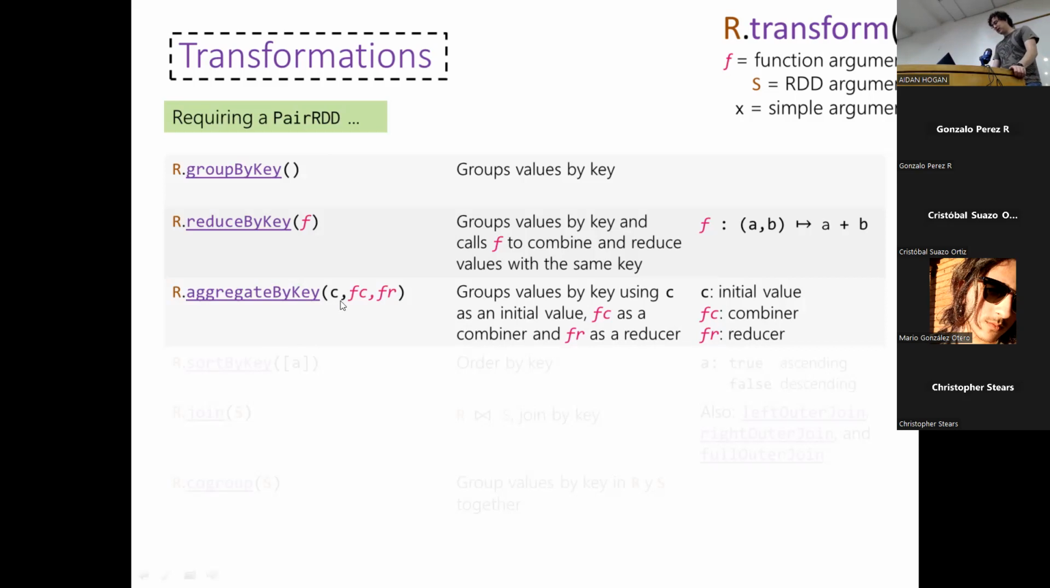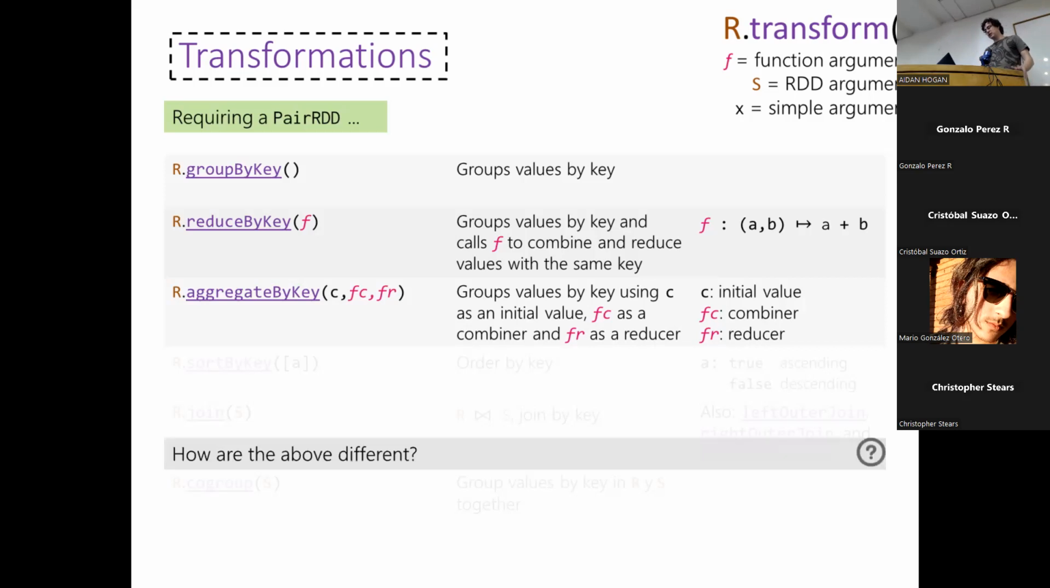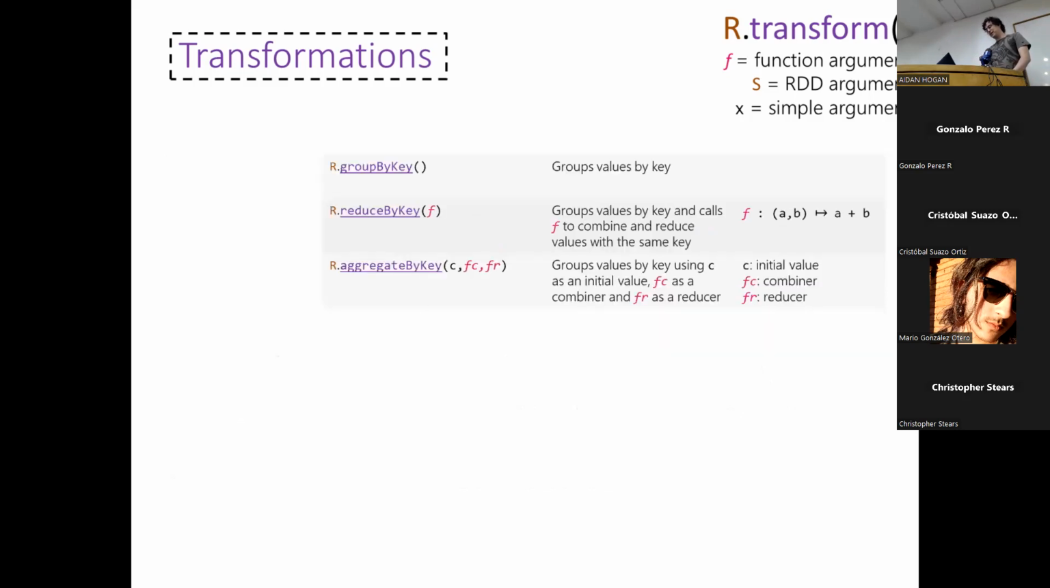Aggregate by key has three values. It has a 0th value, a combiner, which is used to initially group values within a given partition, and then a reduce function, which is used to combine the intermediate values from each partition. So I'll have to explain how these are different with some examples, because it probably still doesn't make a whole lot of sense.